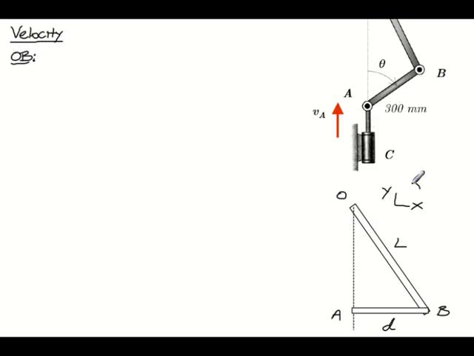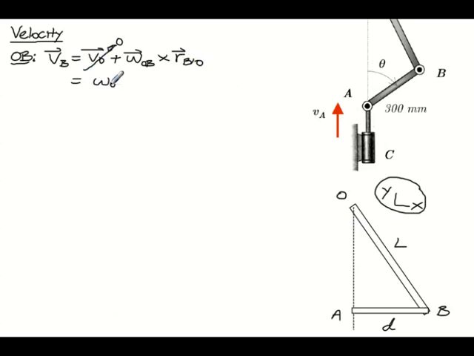I have x and y defined as here. Write down the velocity of B in terms of velocity of O plus omega OB crossed with the vector which goes from O to B. O is a pin. It's pinned to ground, so that's a 0. Omega OB, we don't know that. That's one of the things we're asked to find.